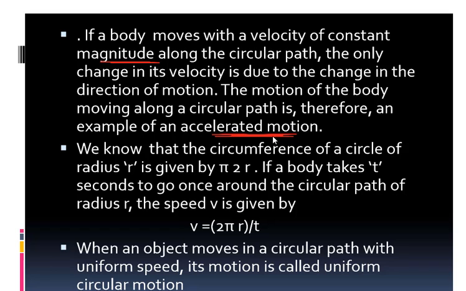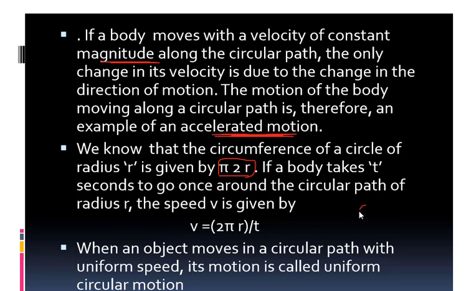What is accelerated motion? I have already explained to you. We know that the circumference of a circle of radius r is given by 2 pi r, 2 into pi into r. In mathematics, you must have covered this one. If a body takes t seconds to go once around the circular path of radius r, the speed of the body v is given by 2 pi r by t.